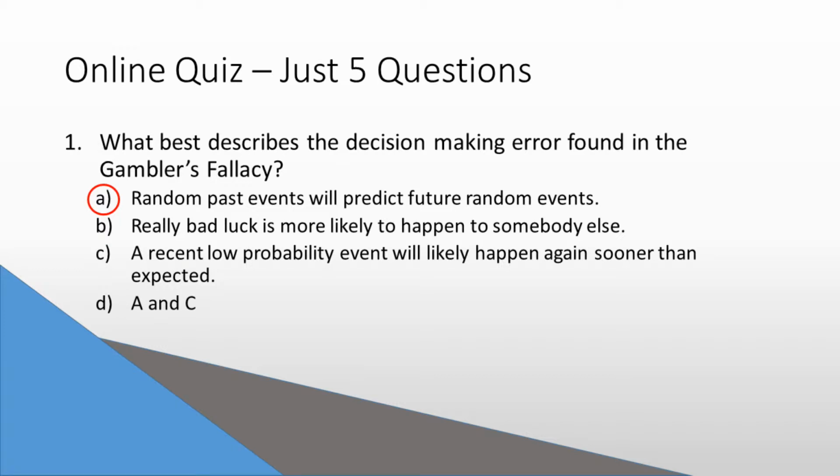That's an example of the optimism shortcut. And then number 3, a recent event is likely to happen again sooner than expected is an example of the availability shortcut that we also discussed.